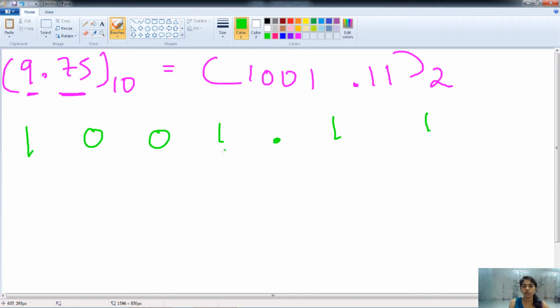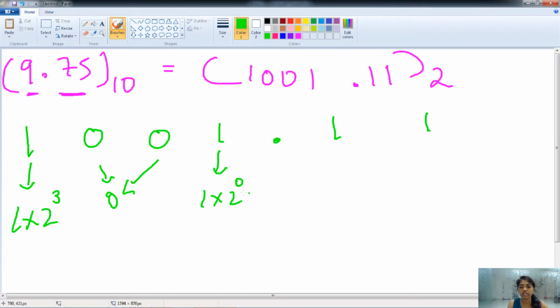Now let's get over with this whole number part, since we know how to do it. This one would be 1 into 2 raised to 0. These 2 zeros would be zeros. This one would be 1 into 2 raised to 3. Now 2 raised to 0 is 1, that is 1 into 1, 1, plus 0, plus 2 raised to 3, 8 into 1, that is 8. So we have got our 9 here.